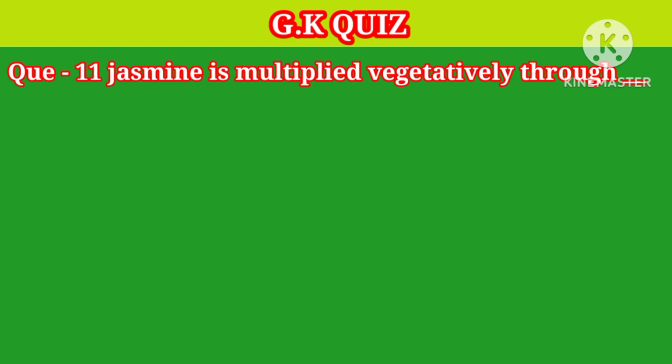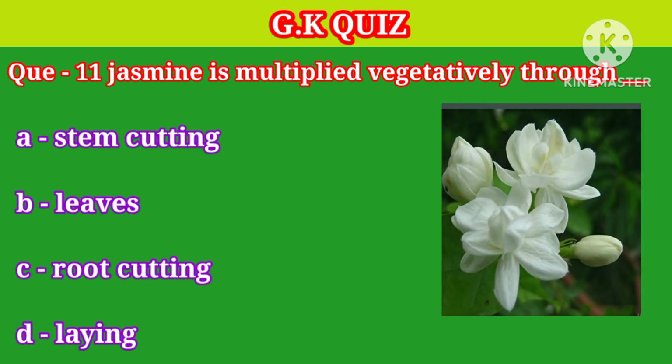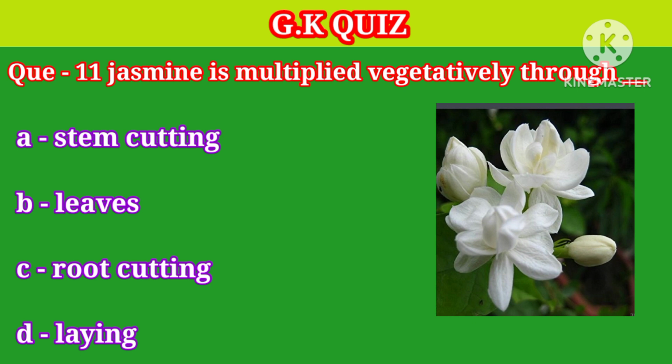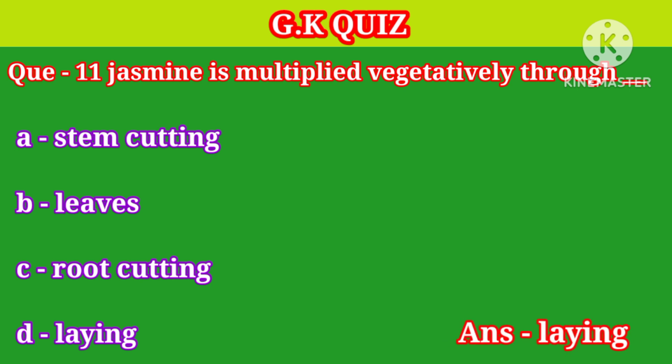Question number 11. Jasmine is multiplied vegetatively through... Your options: A. Stem cutting. B. Leaves. C. Root cutting. D. Layering. Your right answer is layering.